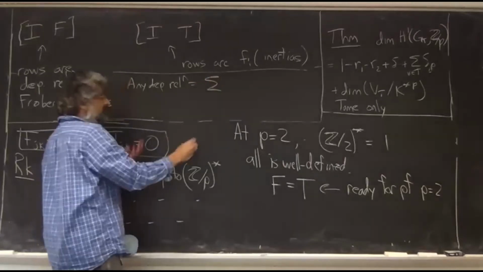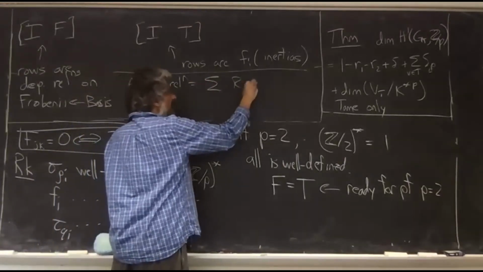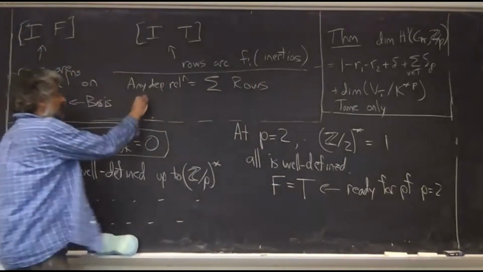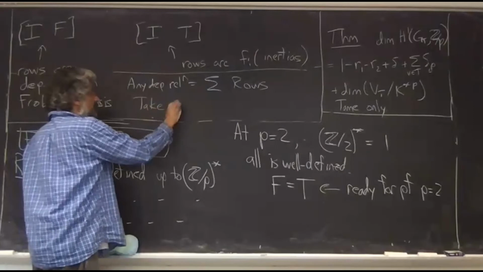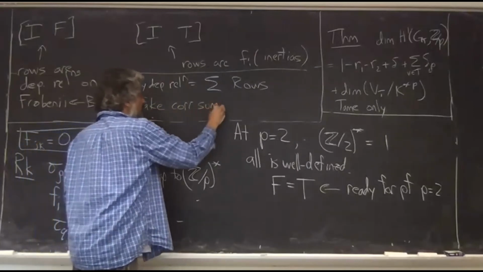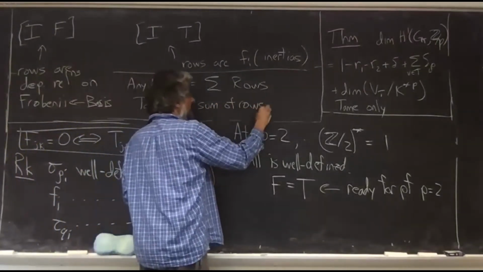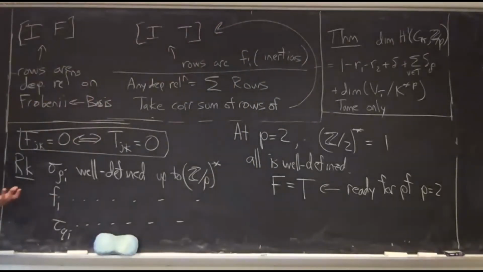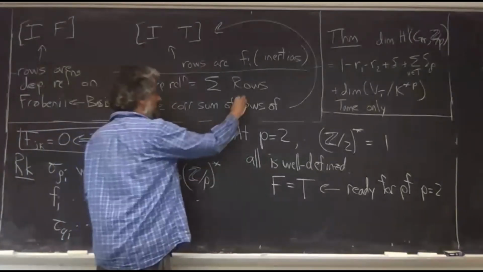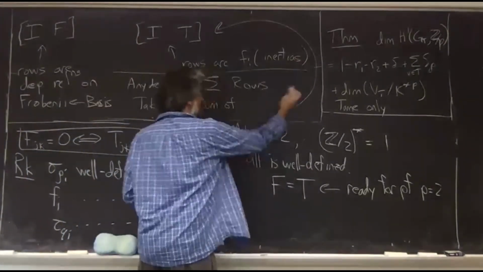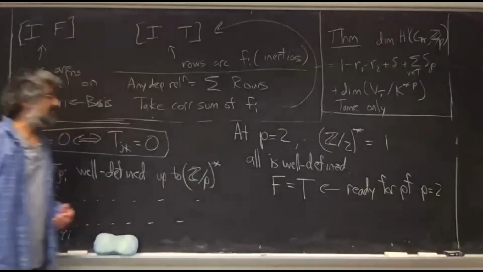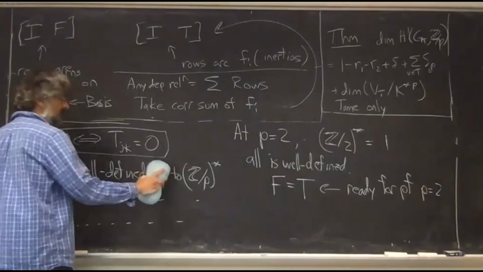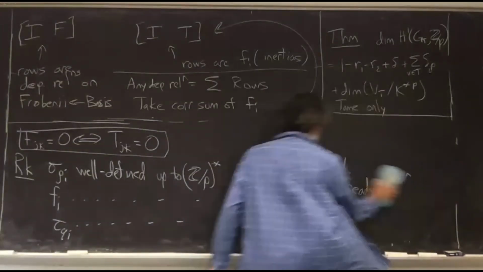But a linear combination characteristic P is just a sum of some number of the rows. Okay, take the corresponding sum of the rows of that thing. Actually, maybe not of the rows of that thing. Of the FIs, of the corresponding cohomology classes. Now we're done.